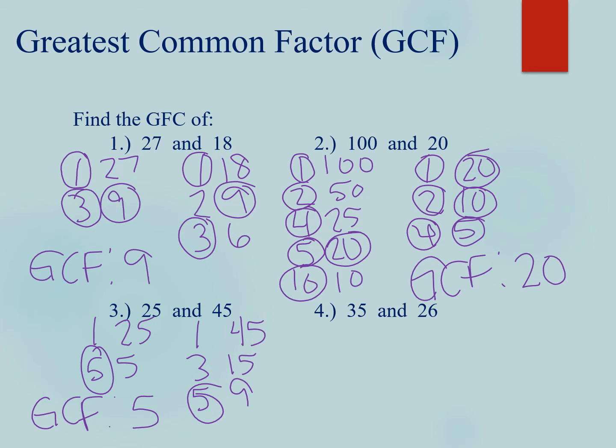Okay, 35 here, the factors are 1 and 35 and 5 and 7. The factors of 26 are 1 and 26, 2 and 13. If you look at this, the only factor that they have in common is 1. Sometimes that happens. So for these 2 numbers, the GCF is 1.